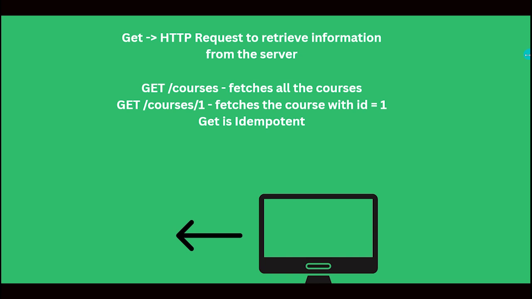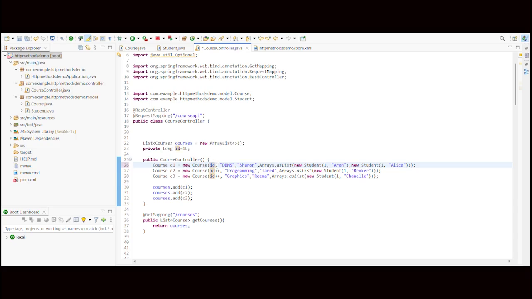The GET HTTP request method is used for retrieving information from the server. GET /courses will get all the courses. GET /courses/1 will fetch the course with ID 1. GET is idempotent.